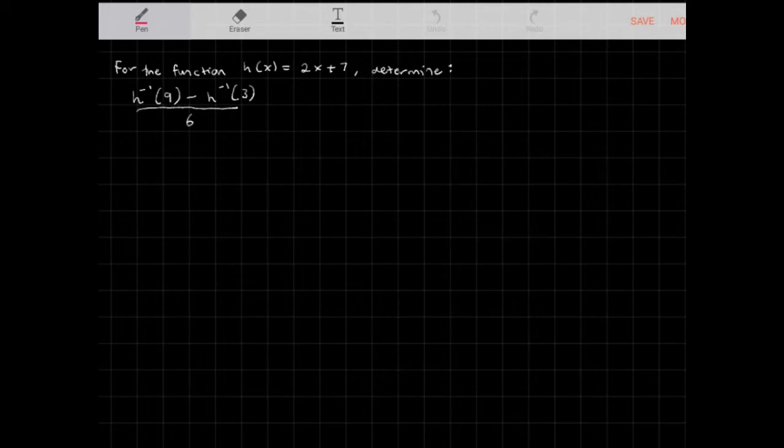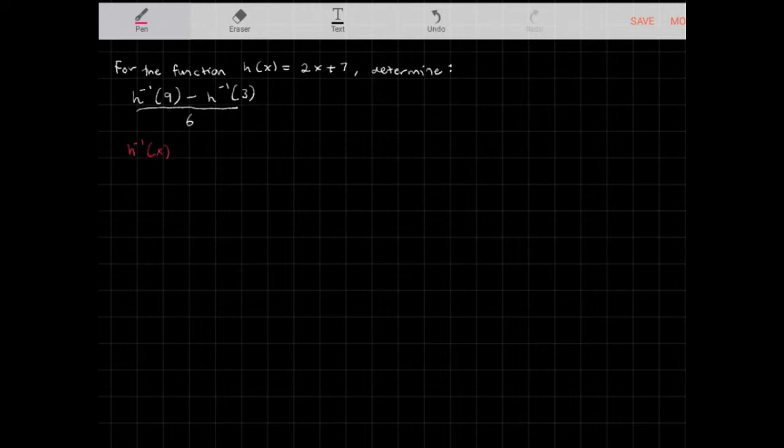Alright, for the function h of x is equal to 2x plus 7, determine, sorry, not h prime, but h inverse of 9 minus h inverse of 3, all over 6. So what we want to do here is first let's find the inverse function, h inverse of x.